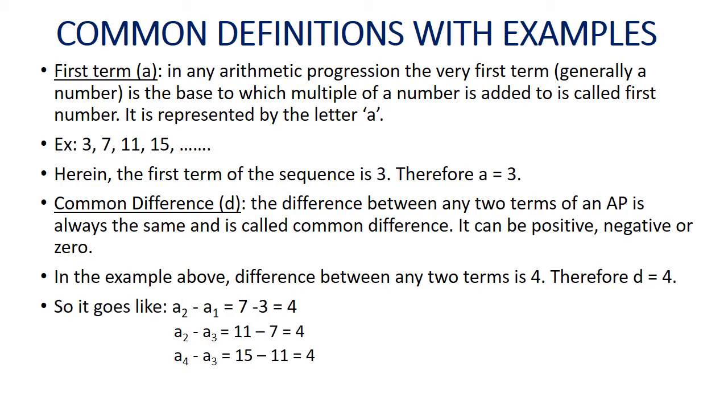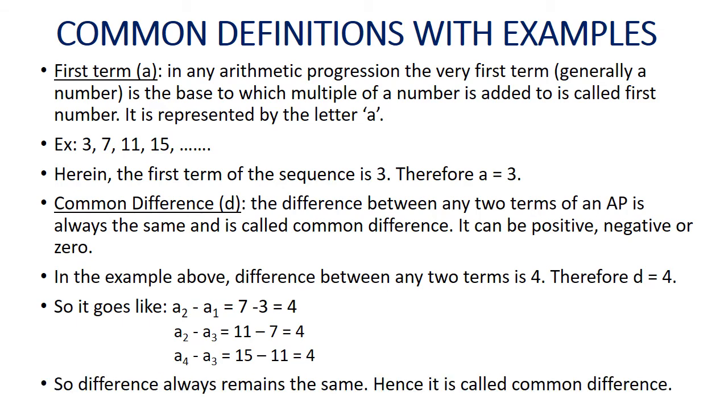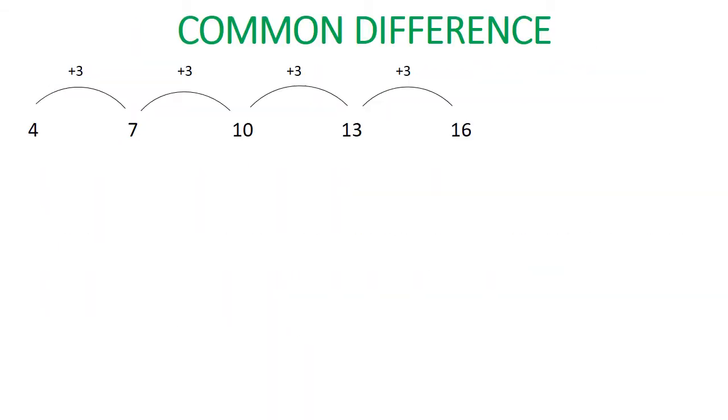So it goes A2 minus A1, 7 minus 3, 4. A3 minus A2, I have written it wrong over here. It should be A3 minus A2, 11 minus 7, 4. A4 minus A3, 15 minus 11, 4. Please write it correctly. It should be A3 minus A2, not A2 minus A3. So the difference always remains the same, therefore it is called common difference.